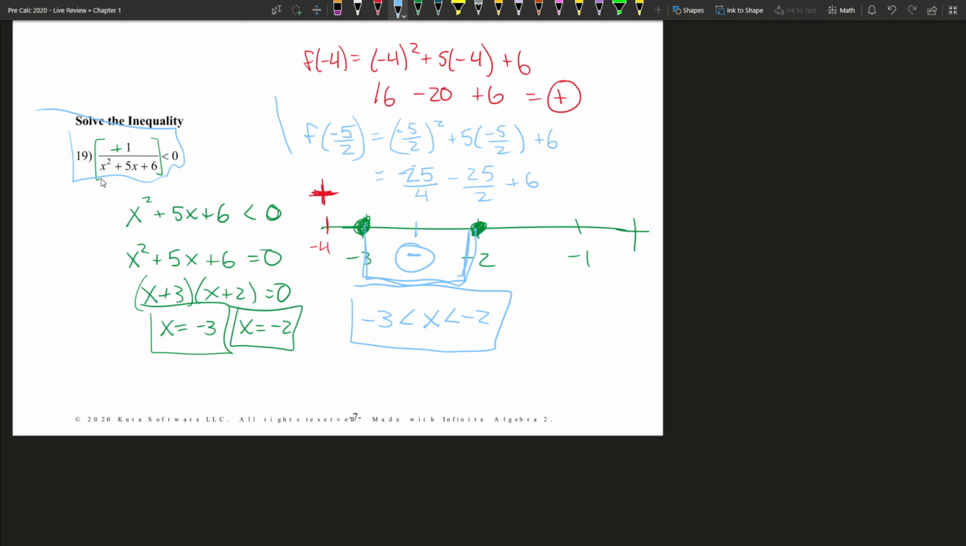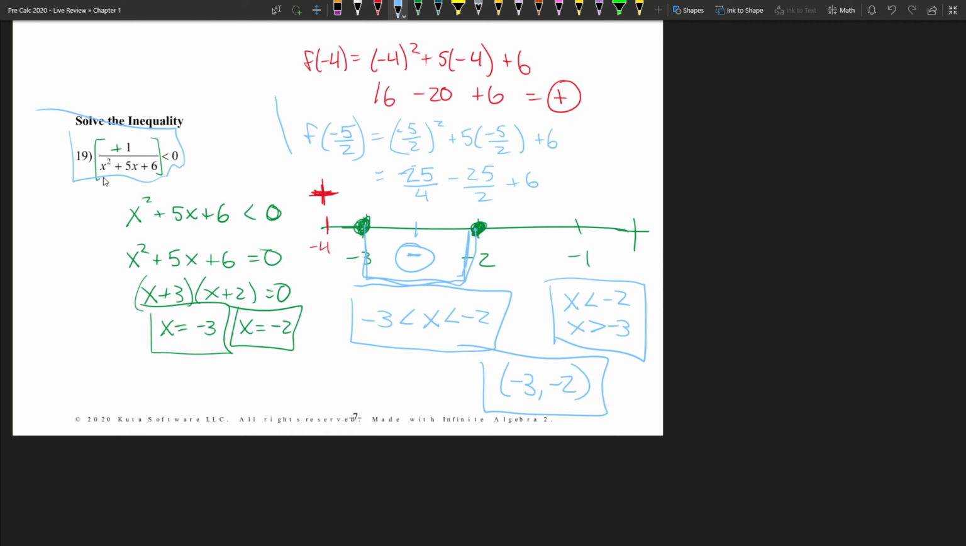Right, your answer can look like this. It can also look like this, or like this. All of these are acceptable. All right. So again, this is a little bit confusing because there's a fraction with only stuff in the denominator, and you want to see when that's less than 0.